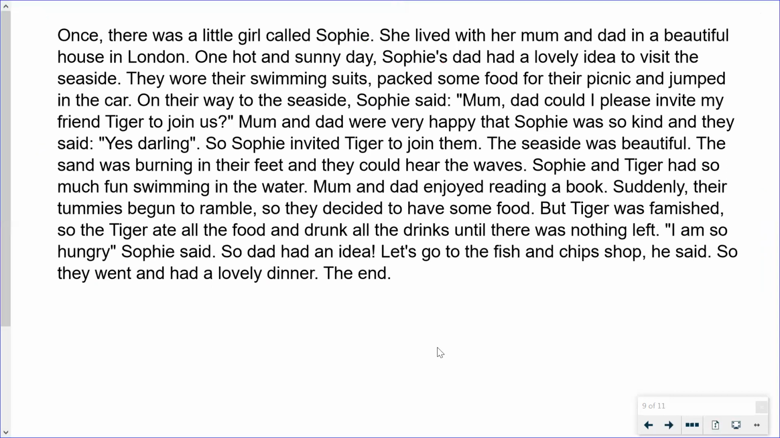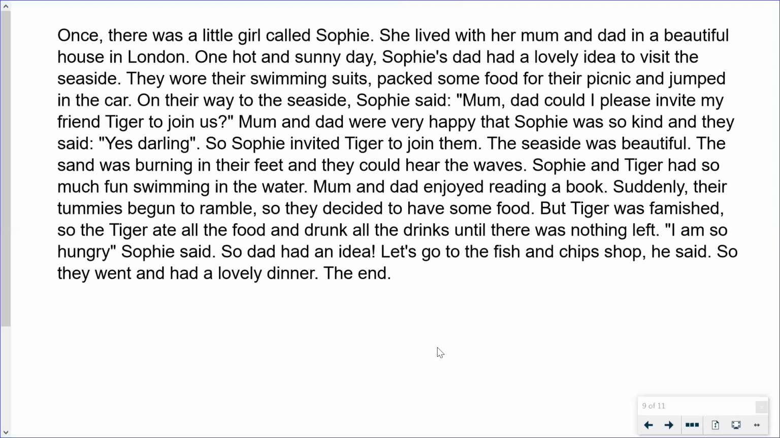So now remember what we said. When we finish writing, we have to go back and read it again to make sure that what we wrote makes sense. So can you help me read it? Fantastic. Once there was a little girl called Sophie. She lived with her mom and dad in a beautiful house in London. One hot and sunny day, Sophie's dad had a lovely idea to visit the seaside. They wore their swimming suits, packed some food for their picnic, and then jumped in their car.